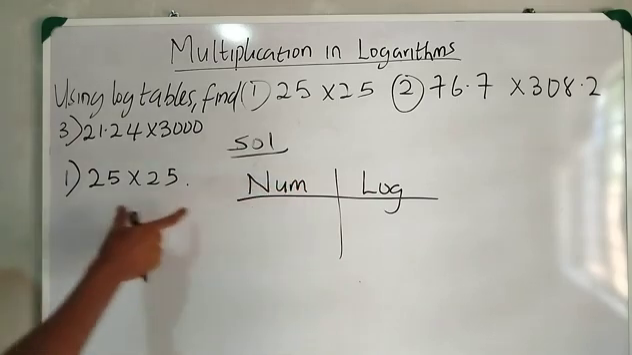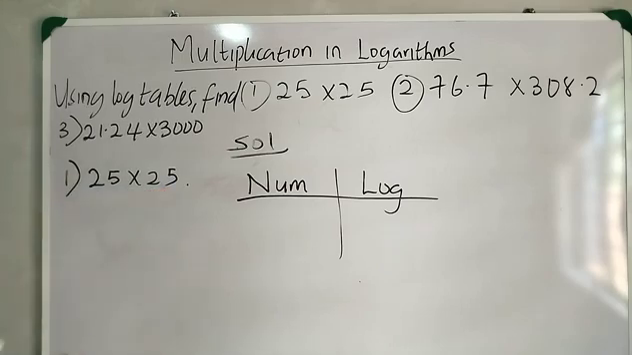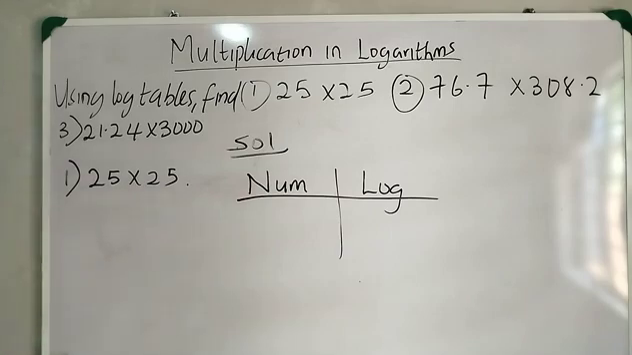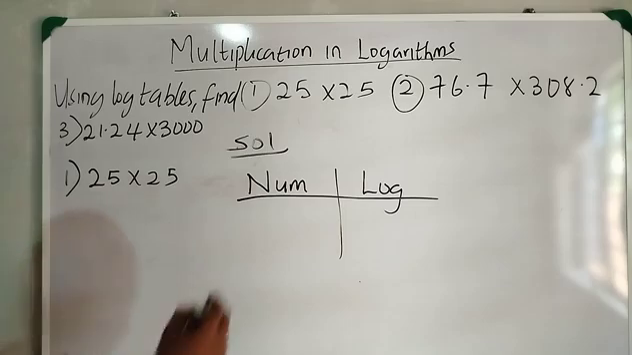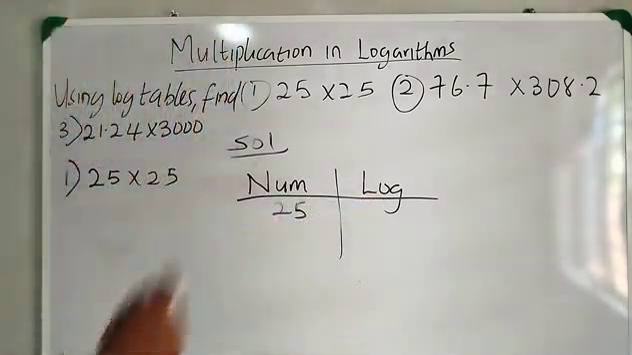So in this section is where we put the numbers from the question. Once we go to the logarithm table to check, we will then put the result under the logarithm section. So it's as simple as that. Now, 25 times 25. So the first step is to write the first number here, 25, and then we are going to find the logarithm of that 25.